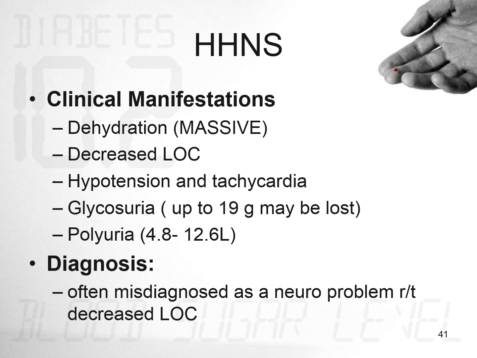Clinical manifestations for HHNS are massive dehydration, decreased level of consciousness. They're going to be hypotensive, tachycardic, with glycosuria and polyuria. And again, it's often misdiagnosed as a neurologic problem related to their decreased level of consciousness.